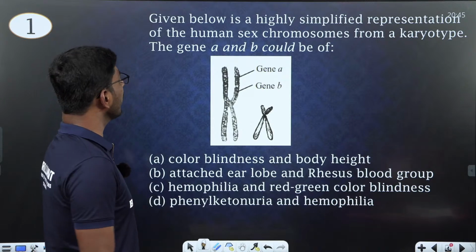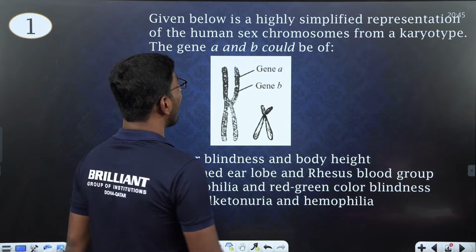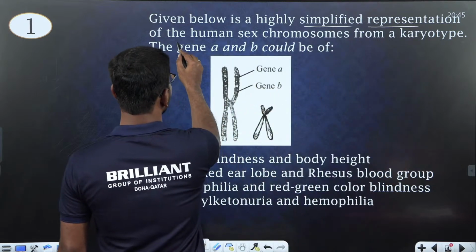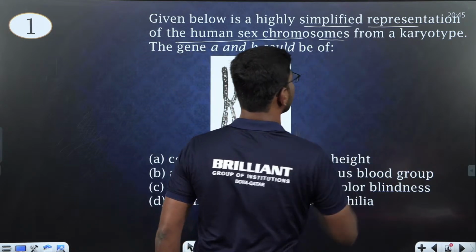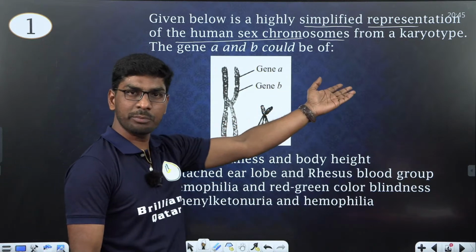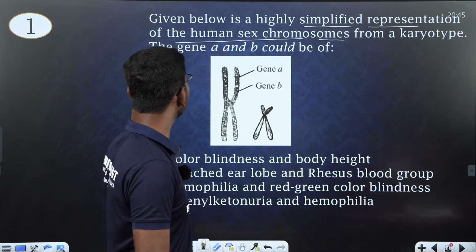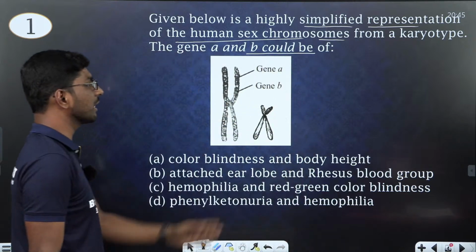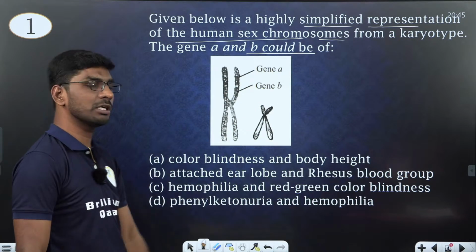The question says a highly simplified representation of the human sex chromosomes from a karyotype is given. We know the karyotype is the entire chromosomal map, right? The genes A and B are given on the two chromosomes.